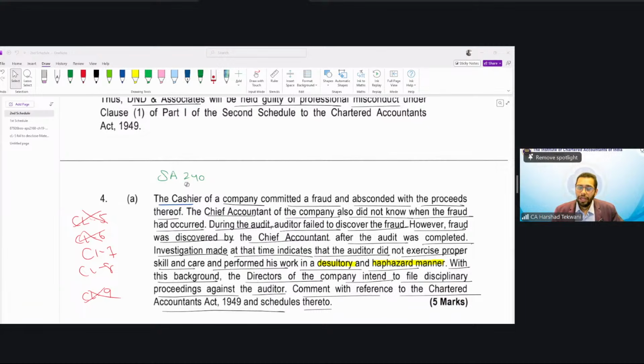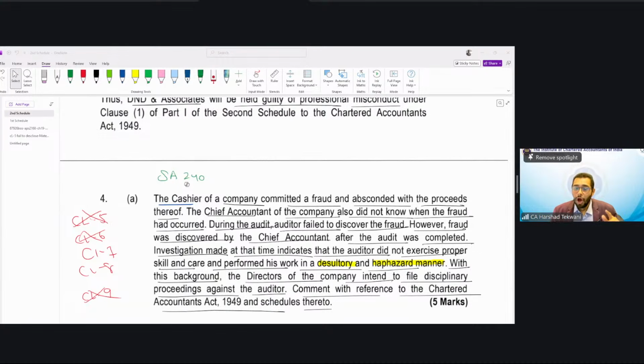In this scenario, there is a cashier who committed a fraud and absconded with the proceeds thereof. No one knew about this particular fraud. But again, there are certain high risk areas where there is a fraud risk. When you perform the risk assessment as per SA 315, you have to consider the fraud risk in those particular areas, and accordingly you need to perform the work. So over here, the auditor has performed the work, but without considering the impact of SA 240 over the planning of that particular audit. That's why I'm saying he's grossly negligent.